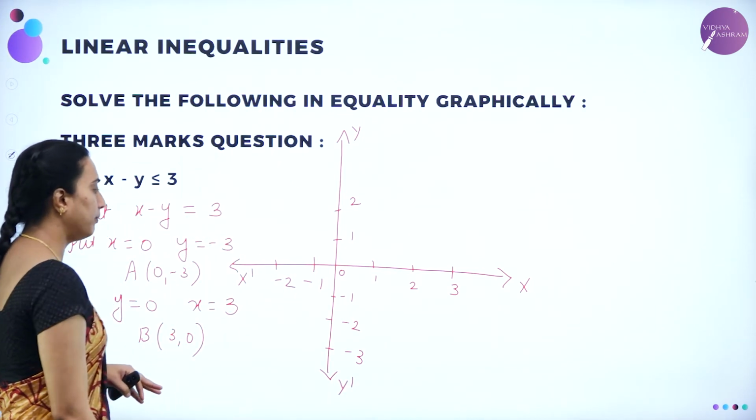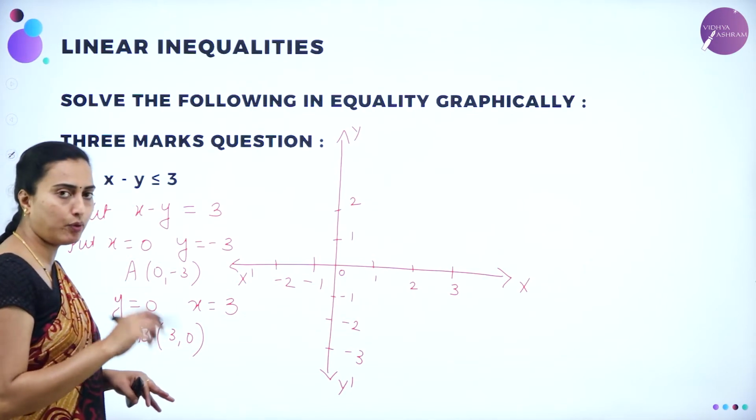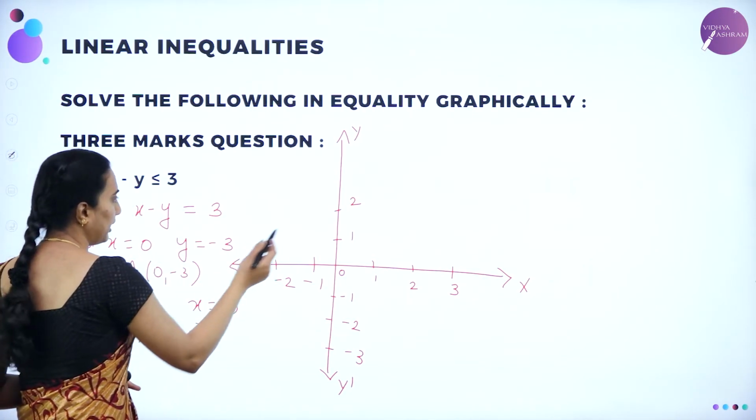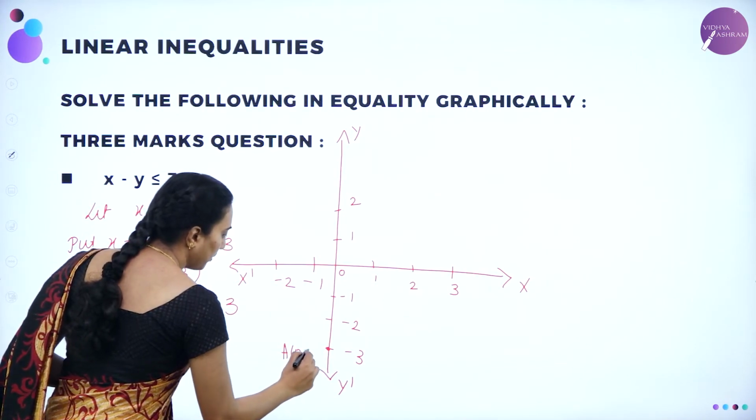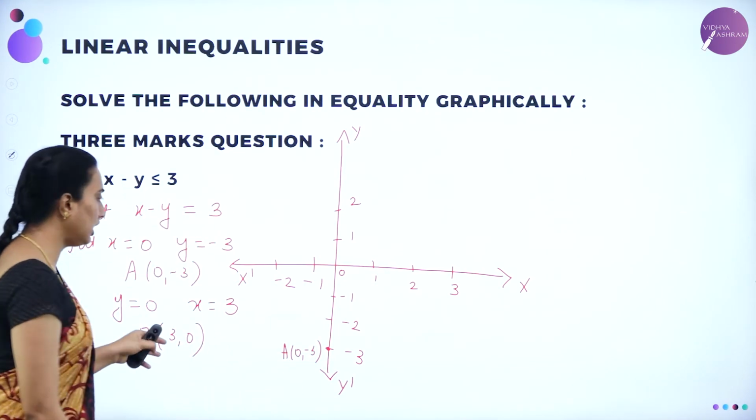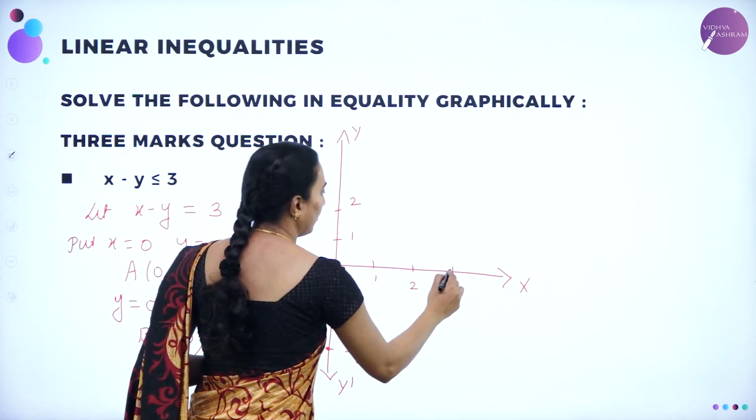Here I am going to mark the point A. A is 0 comma minus 3. Where is 0 comma minus 3? Here it will be. So here A of 0 comma minus 3. And B of 3 comma 0. Where will it be? This one. B of 3 comma 0.